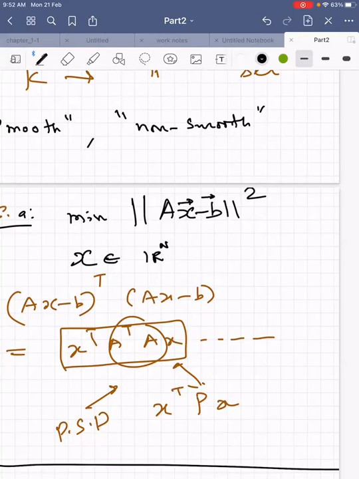Okay. Any other question, folks? Sir, can you please show the last page where we wrote the gradient descent?